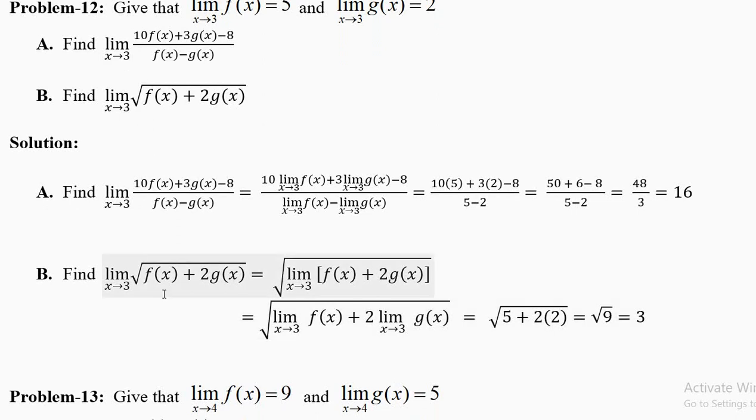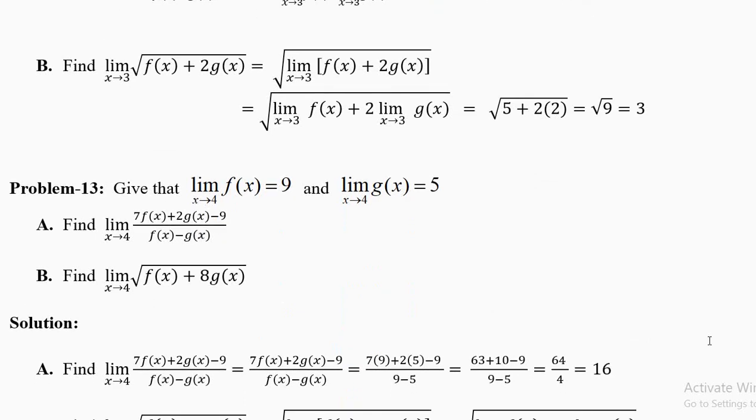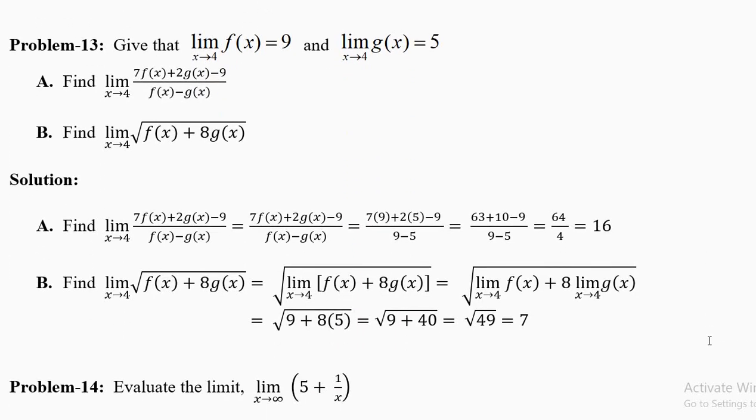Now for the problem B, f plus 2g. Now this is a square root. You take the limit inside, the square root is outside for the full thing. f plus 2g. Take limit f, 2 times limit g. 5 plus 2 into 2, 5 plus 4 equal to 9. Square root of 9 is 3. Take only the positive square root in this type of question. Let's look at one more example of this type.